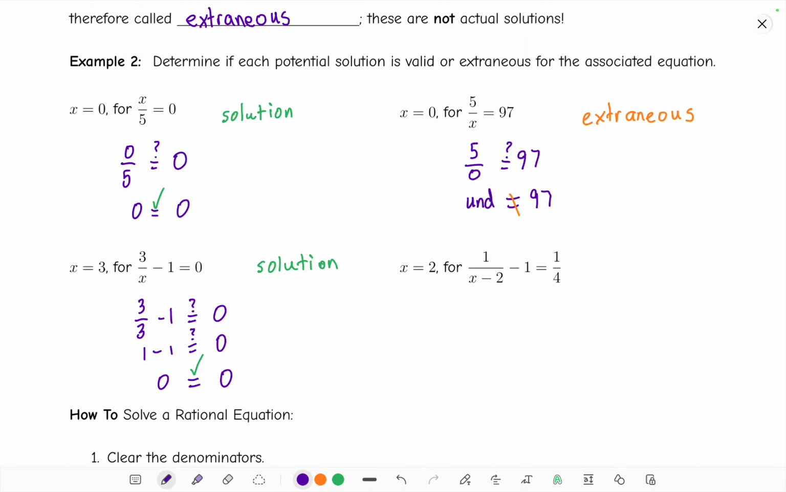And then x equals 2 for 1 over x minus 2 minus 1 equals 1 over 4. So we get 1 over 2 minus 2 minus 1. Does that equal 1/4? Well, 2 minus 2 is 0. 1 over 0 is undefined. Undefined minus 1 is still undefined. So we get undefined, which does not equal 1/4. So this is extraneous.